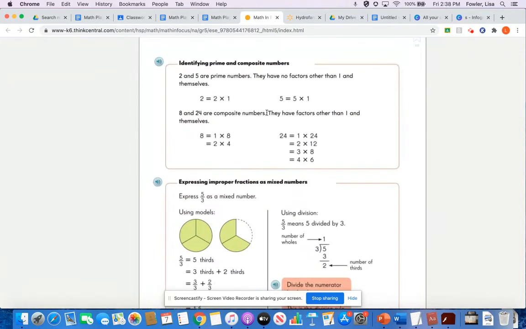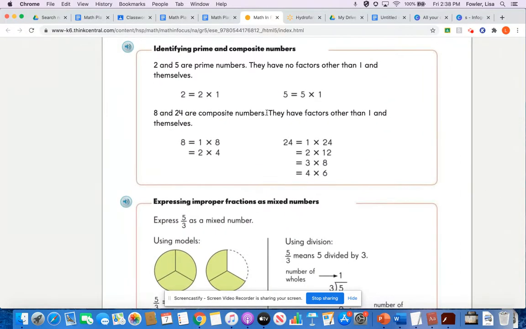You've also learned how to identify prime numbers and composite numbers. 2 and 5 are prime numbers because they have no factors other than 1 and themselves. So 2, its only factor is 2 times 1. 5, its only factor is 5 times 1. 8 and 24 are composite numbers. They have factors other than 1 and themselves.